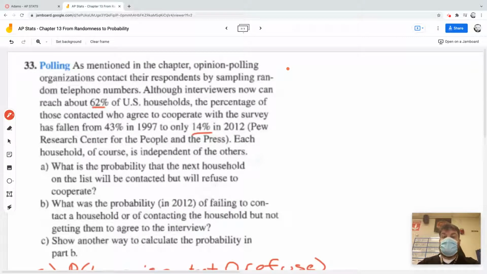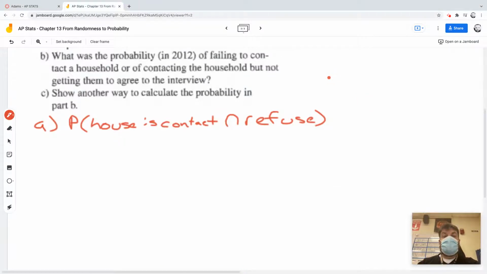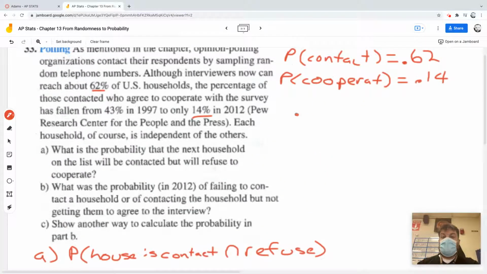So let's write that down. I'm going to say the probability of contact is 0.62, and the probability of cooperating is 0.14. So now to calculate this probability, who remembers the formula for the intersection? We should probably write that down too. Look in your notes real quick. So when I say look in your notes, help me finish this. A and B. How do we figure that out? What do we do with those probabilities?